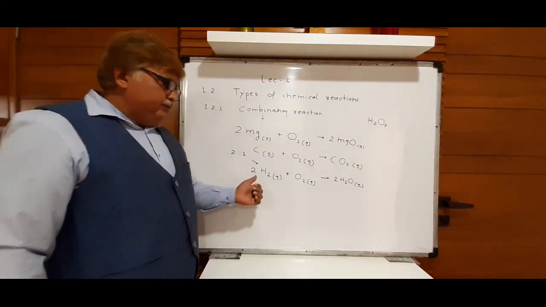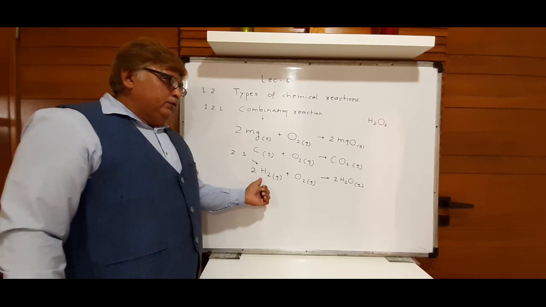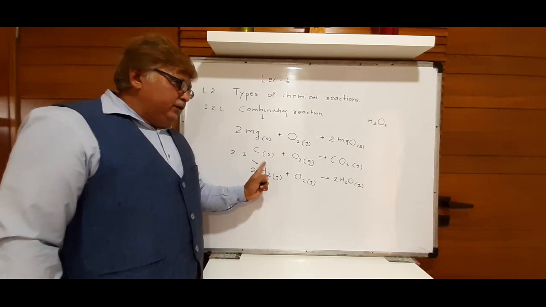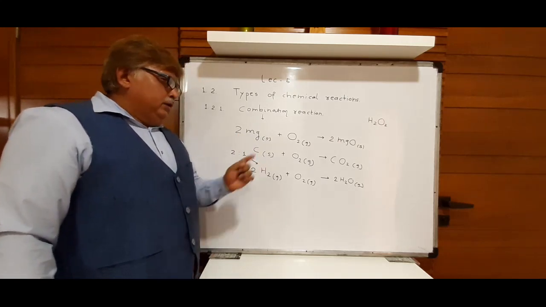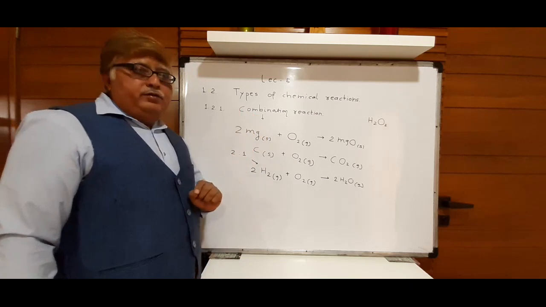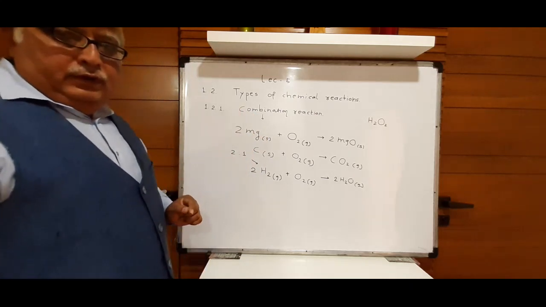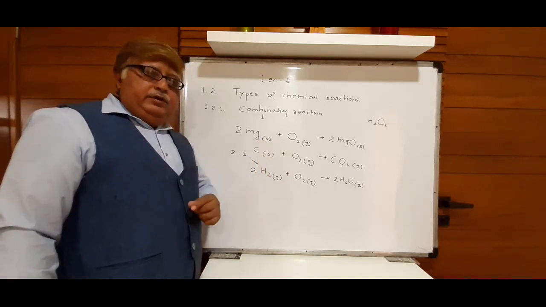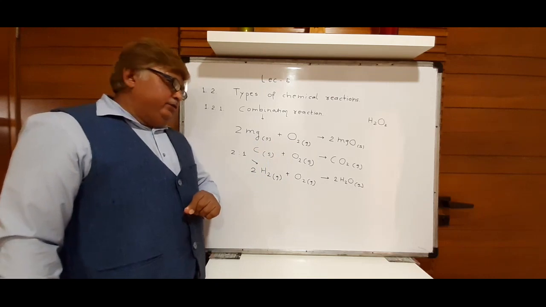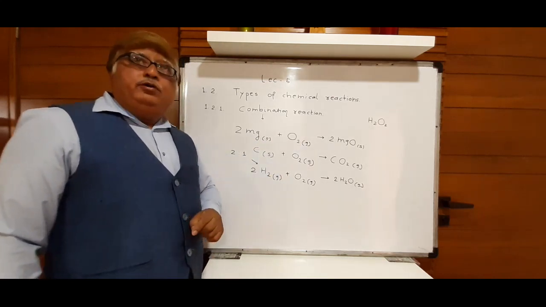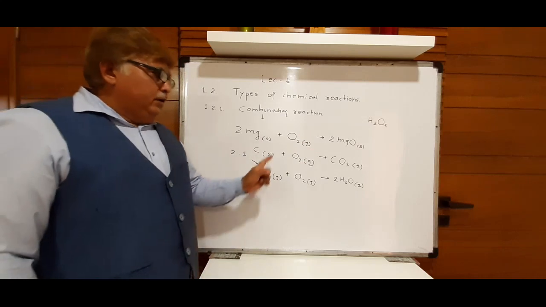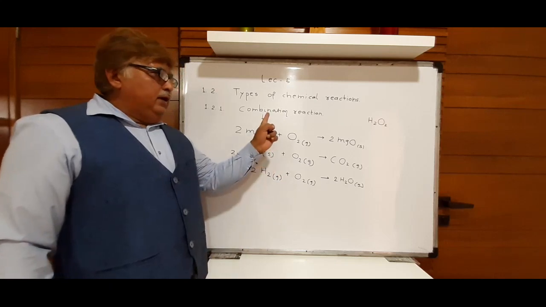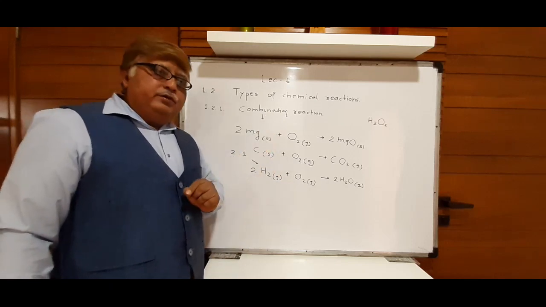This is also one type of combination reaction. In all three chemical reactions I have written here, this illustrates the definition of combination reaction. When two elements chemically react with each other, they form a new compound. That's why all these chemical equations I have written here come under combination reaction.